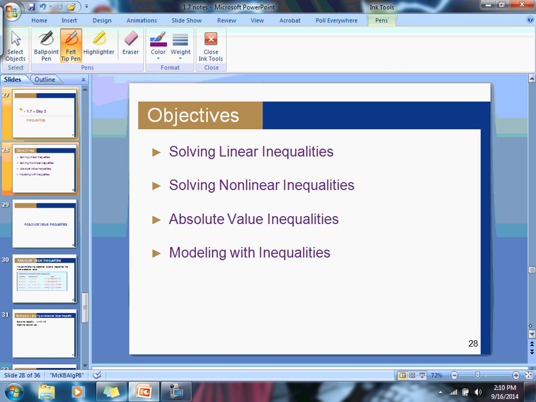And today we're going to talk about the last two objectives. We're going to solve absolute value inequalities, and then we're going to model with inequalities. And remember that word modeling just means we're going to have a word problem that we're going to have to solve.